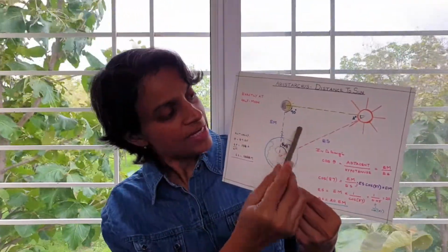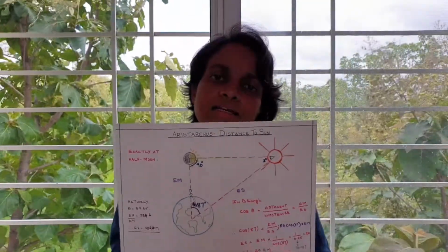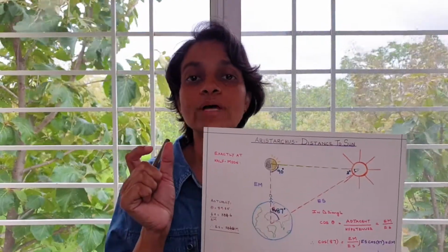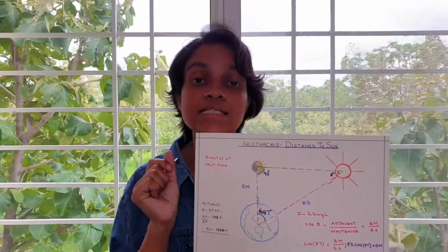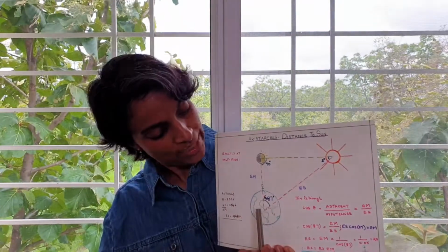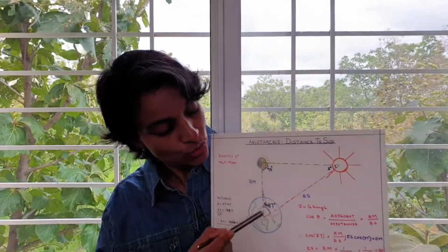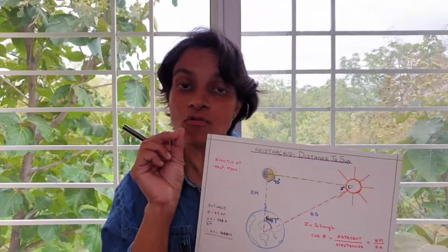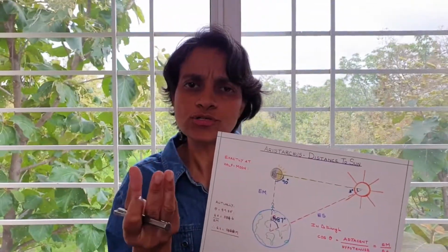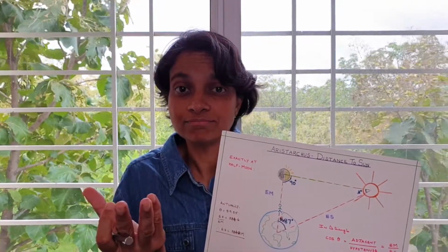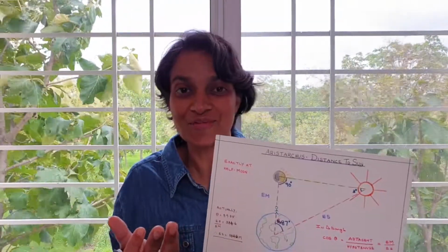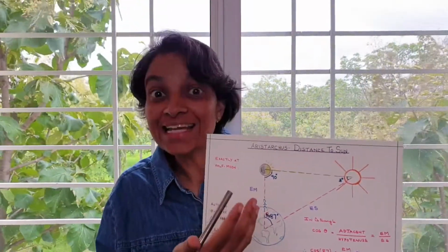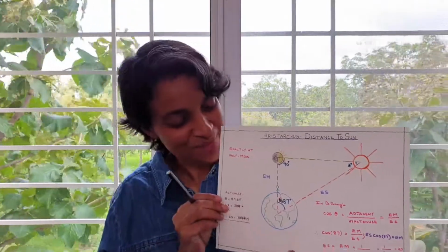So Aristarchus used this simple calculation. He did not come up with any numbers, he just came up with approximate distances between earth and sun, using the distance between earth and moon as a point of observation or point of calculation.